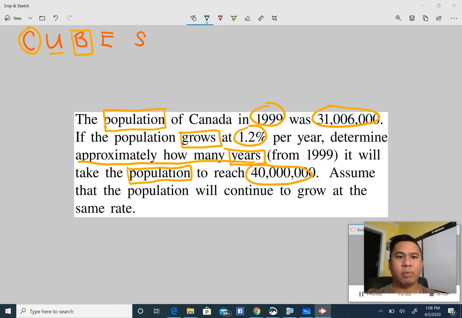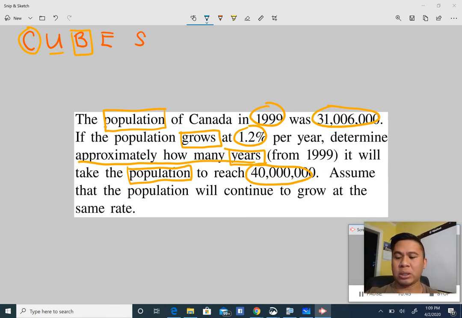Let's have our second problem regarding population growth. It says the population of Canada in 1999 was 31,006,000. If the population grows at 1.2% per year, determine approximately how many years from 1999 it will take the population to reach 40 million. Assume the population will continue to grow at the same rate. So we're doing our CUBES once again. We have already encircled the numbers, underlined the question, and boxed the keywords. Let's now go to E to evaluate and solve this equation.